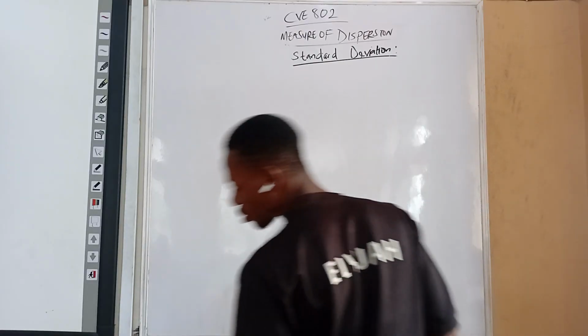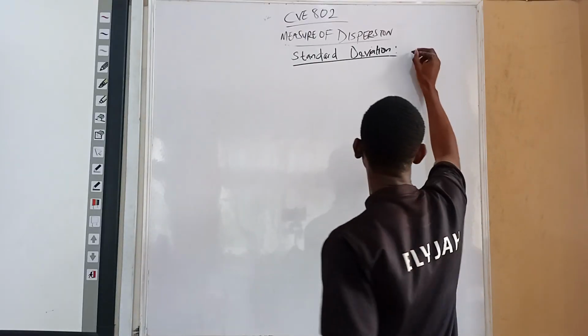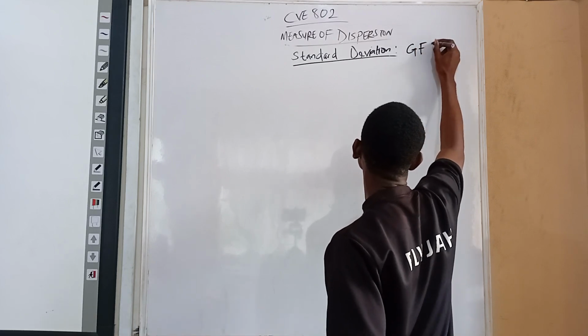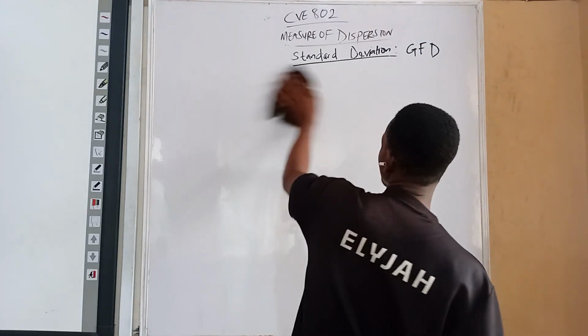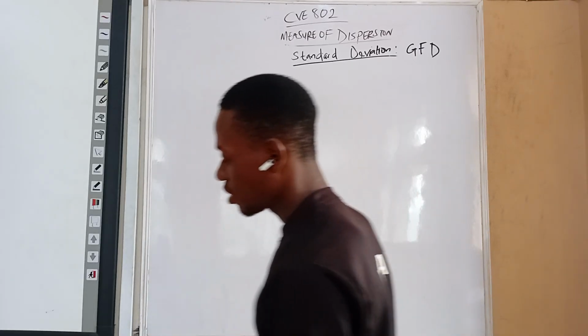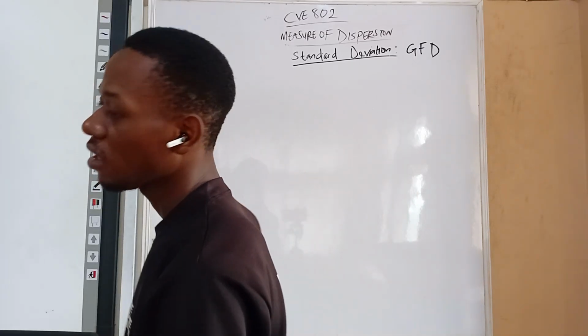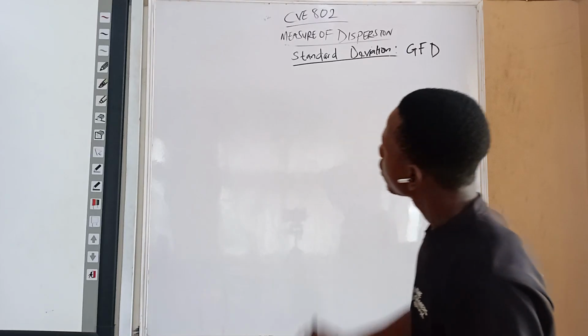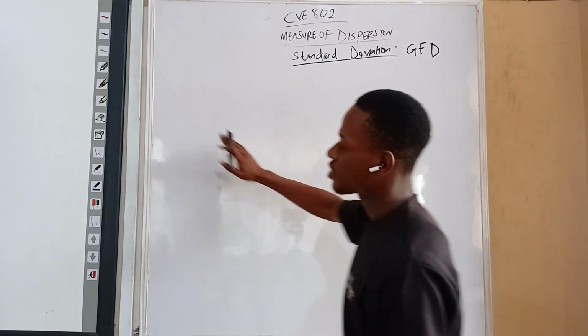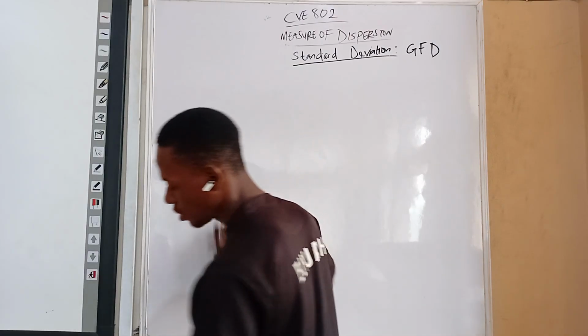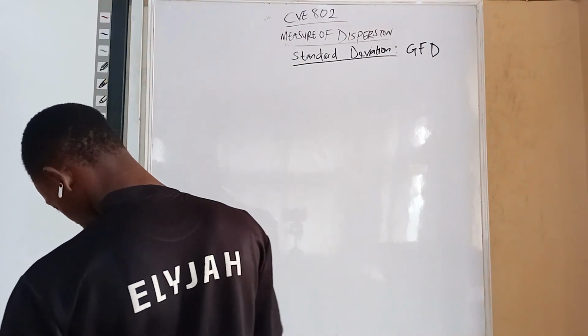So, standard deviation for a grouped frequency distribution. For a grouped frequency distribution, the normal way to do it is what we've been doing all along. All we have to do is find the class center. Once you find the class center, that class center will represent our x. The first thing we have is the class interval, then we have the frequency. Let's take an example.